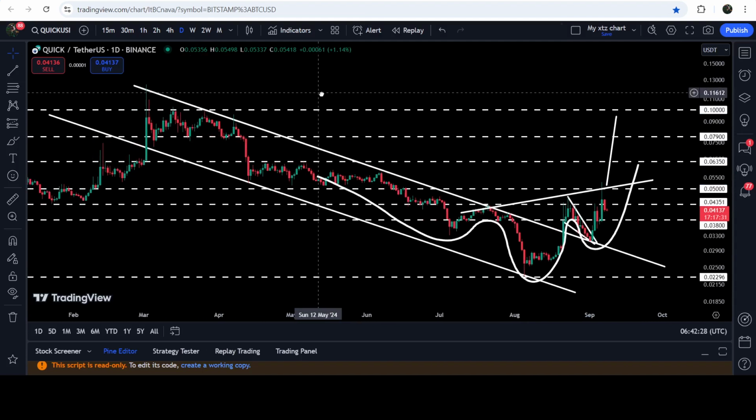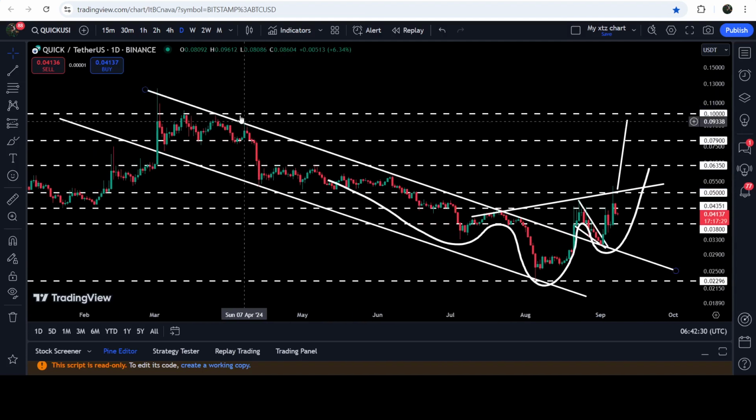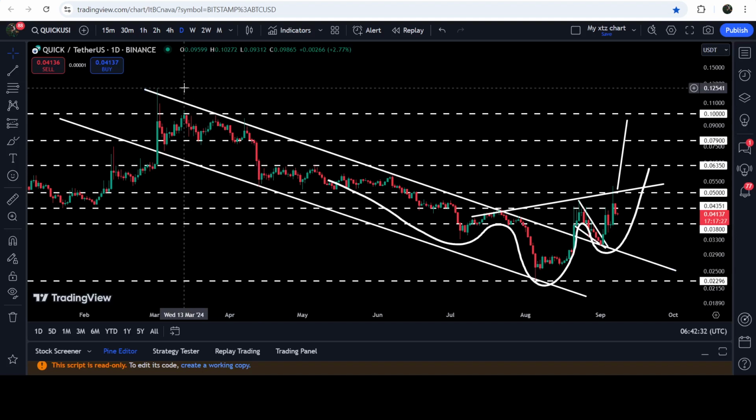And now if you take a look at the technical target for the breakout from this channel, that technical target is here at the top of the channel, approximately at 12.5 cents. So this was the update so far.